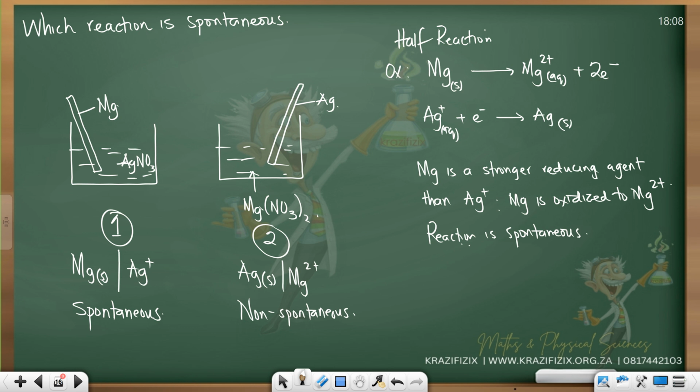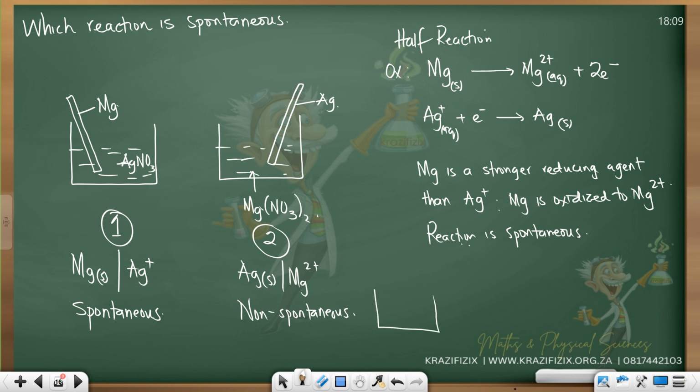Guys, I hope the spontaneous makes sense now. It means a reaction will just automatically what? Occur. The first one is spontaneous and the second one is non-spontaneous. That's our first application. So we can use this to know what to store in what. All right? So if I want to store, which one is safer? Is it safer to store magnesium in silver nitrate or silver in magnesium nitrate? This one is safer.